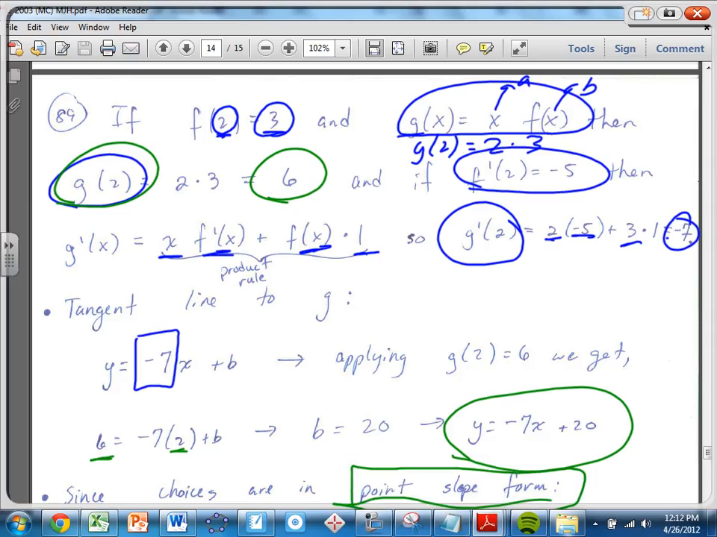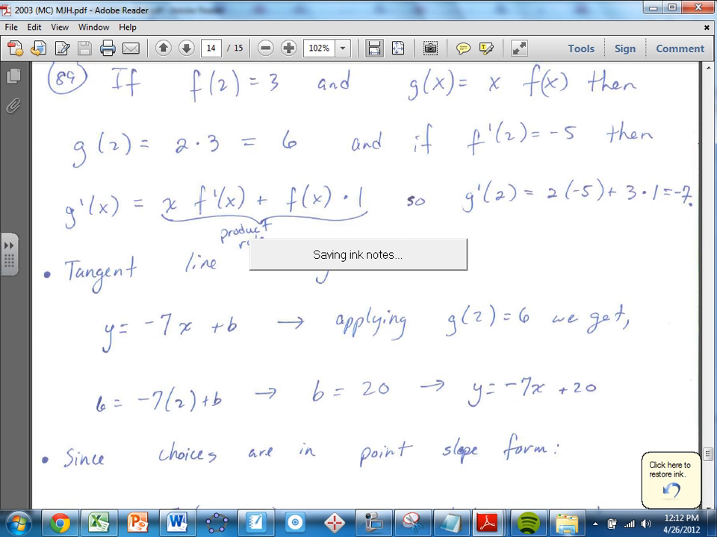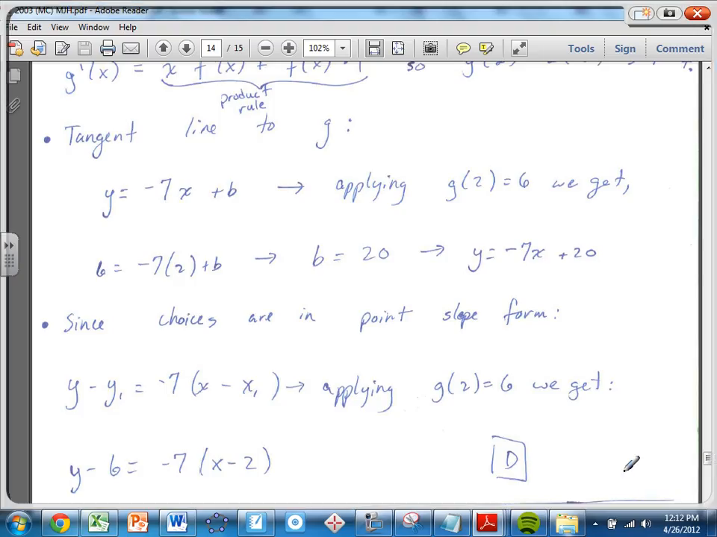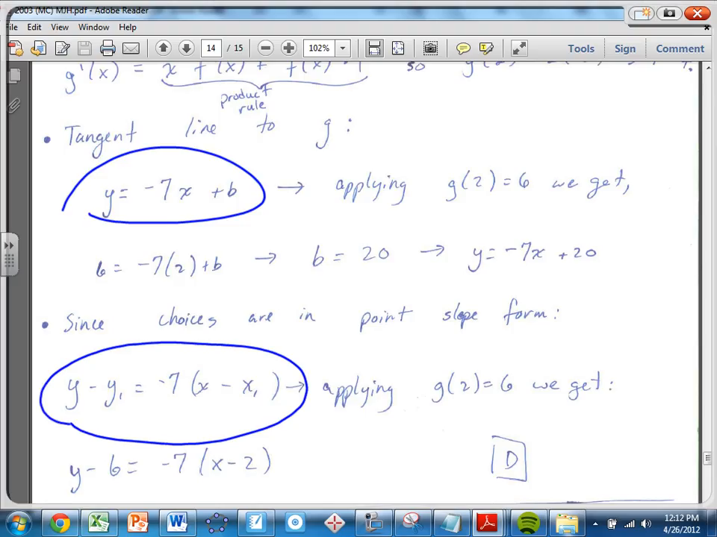Good, which is called point slope. Point slope. Okay, y minus y1 equals m, parentheses, x minus x1. So that's what I did on the next part, I'll show you. I said, since the choices are in point slope form, instead of that, let's use this formula. So we can always use either this formula here, or this formula here. They are identical. Doesn't matter.